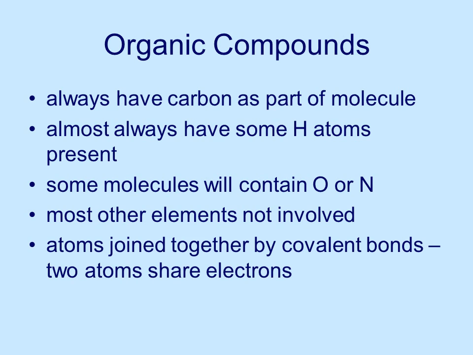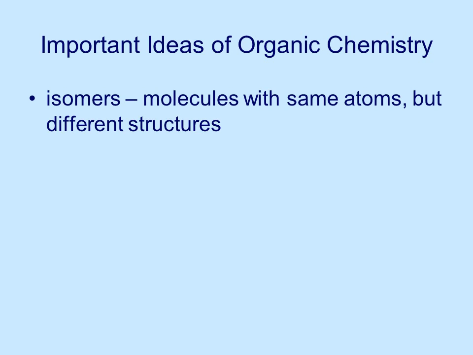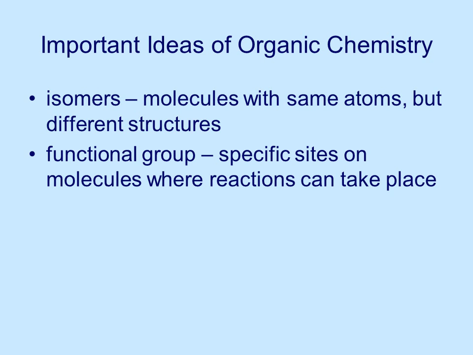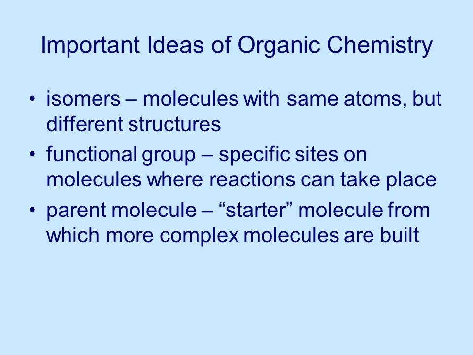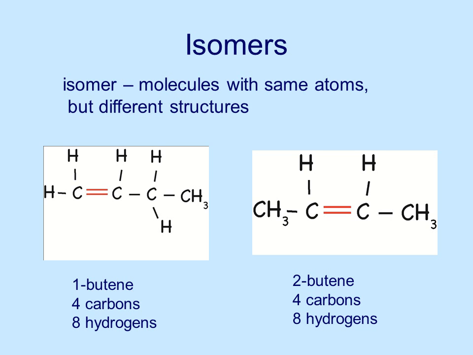The atoms in organic compounds are generally joined together by covalent bonds, two atoms sharing electrons. These bonds are more stable, a little harder to react. Isomers are molecules with the same atoms, but they have different structures, and we'll illustrate that. A functional group is a specific site on a molecule where reactions can take place, and we'll show you some of those. And the parent molecule is the starter molecule, and on the parent molecule you build more complex molecules.